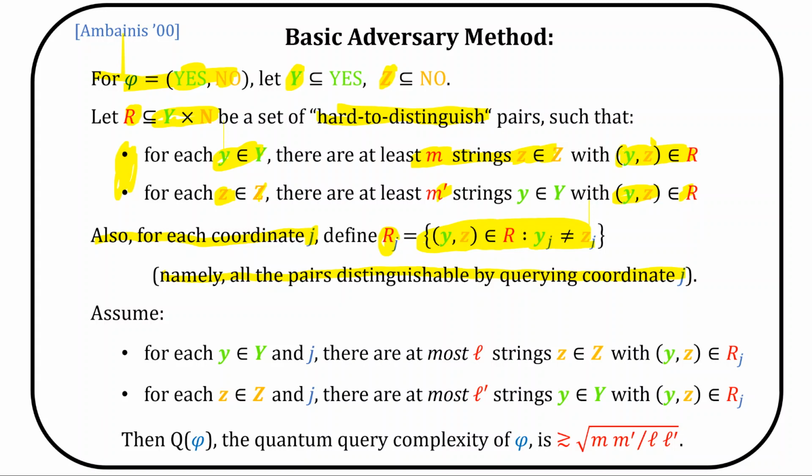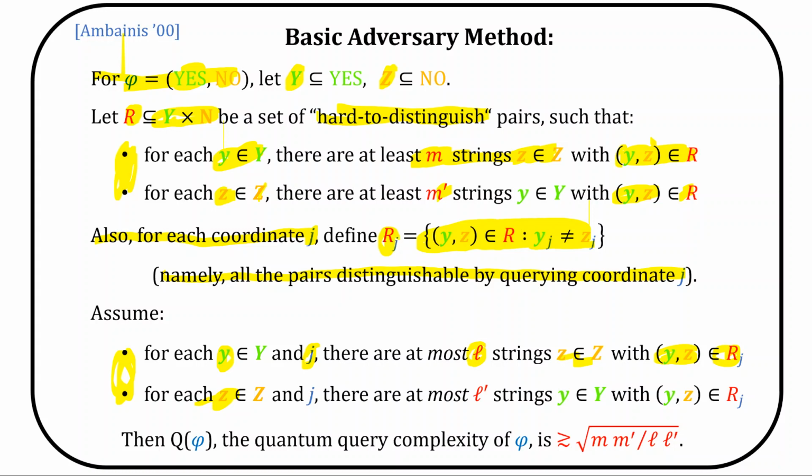So we actually want these R_j sets to be small, and that's what the second set of assumptions says. So I'll read it here. It says that for every string little y in capital Y and every coordinate j, there's at most L strings z such that y and z are a hard pair in capital R, but they can be distinguished by the jth coordinate. And the second assumption is similar.